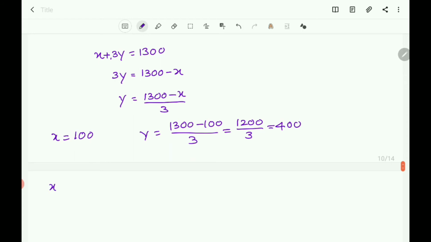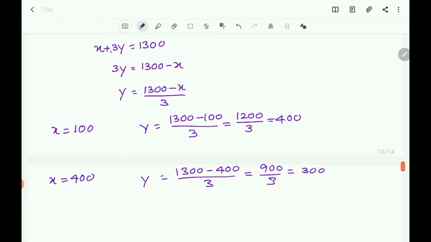Next you take x equal to 400. If you take 400, then 1300 minus 400 is 900. So you write 400. Then y is equal to (1300 minus 400) by 3, so it is 900 by 3. Then you will get 300 here. 900 by 3 is equal to 300.